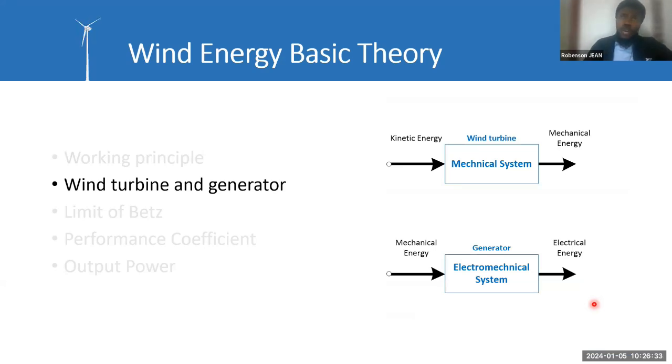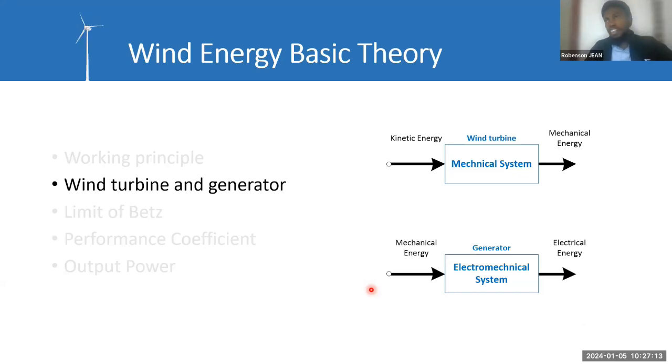So when the drag force of the wind pushes the blades of the wind turbine, they rotate, and this rotation is transferred to the shaft of the wind turbine. This kind of motion available on the shaft is mechanical energy. And then, in order to take advantage of this mechanical energy, we use a generator.